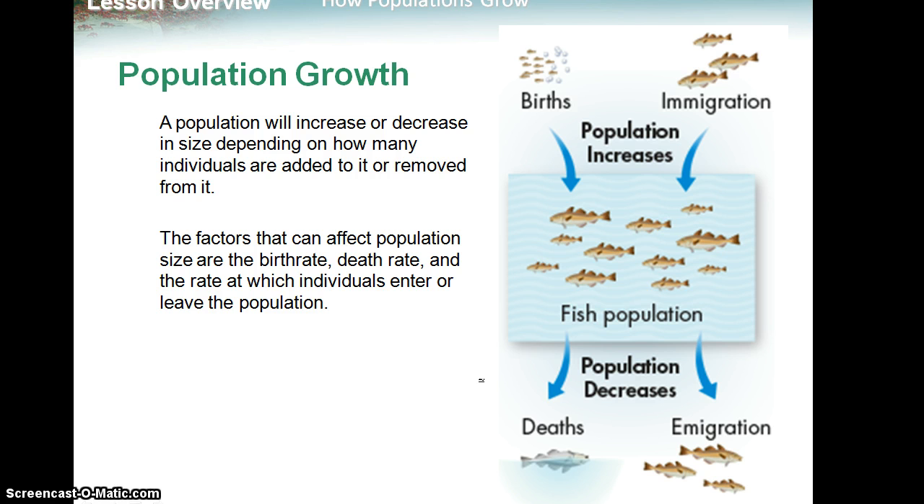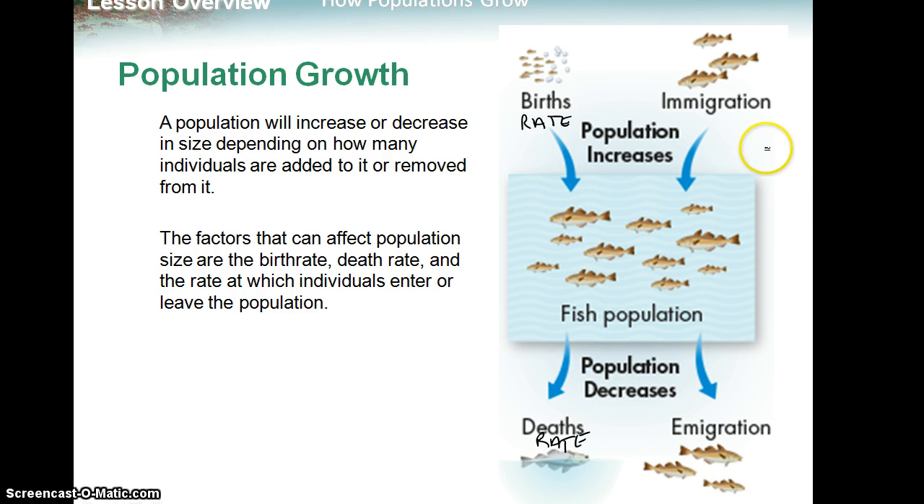Population growth is going to be based off of 4 things. And really you can almost think of them as 2. It's going to be birth rate versus the death rate. If we have more babies being born than we have animals dying, then that population is going to increase in size. If we have more deaths in a certain population than we do births, then that population will decrease.